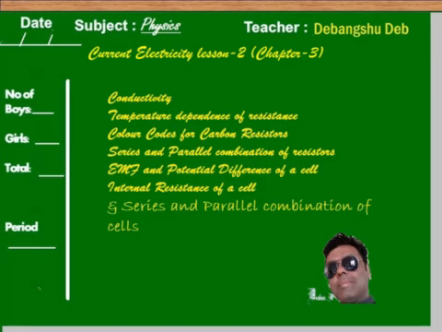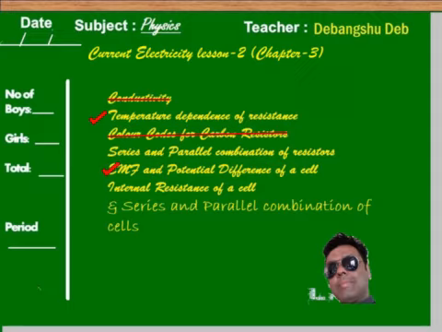Good morning children, I am explaining to you the current electricity lesson 2 of chapter number 3. In my lesson number 1 I have already talked about conductivity, so I'm not going to talk about it. Today my first topic would be the temperature dependence of resistance. Color code of carbon resistors I have talked about, so today I'll not talk about it.